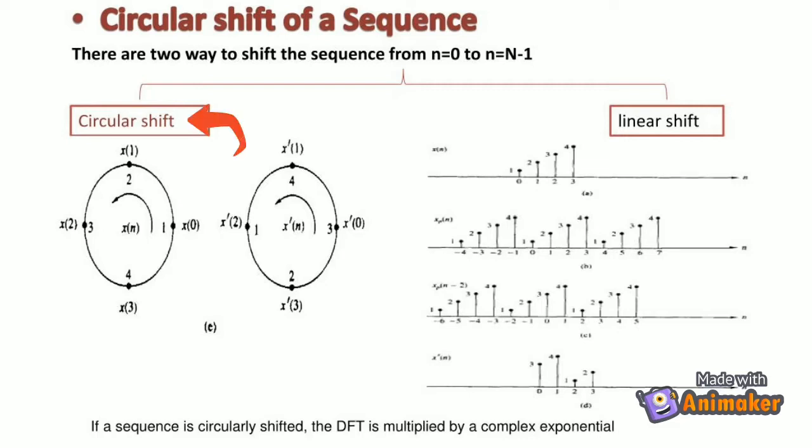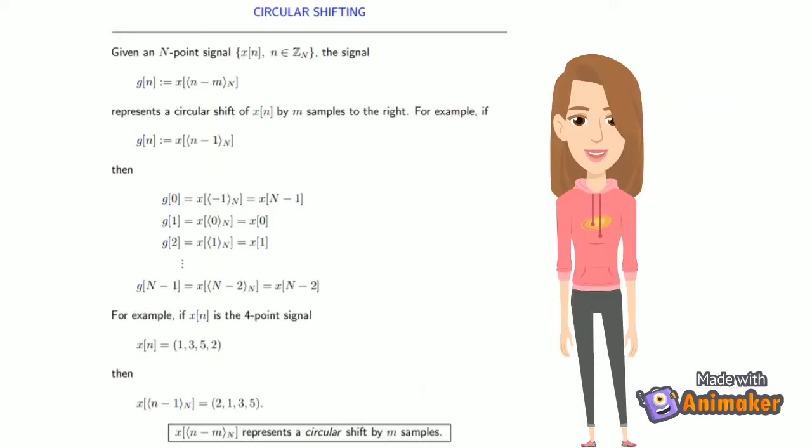First, the circular shift. In this, the sequence is circularly shifted. That is, the DFT is being multiplied with a complex exponential. And the other type is the linear shift. In this, the sequence gets shifted linearly and there is no need of multiplication with the exponential term. What exactly is circular shift?